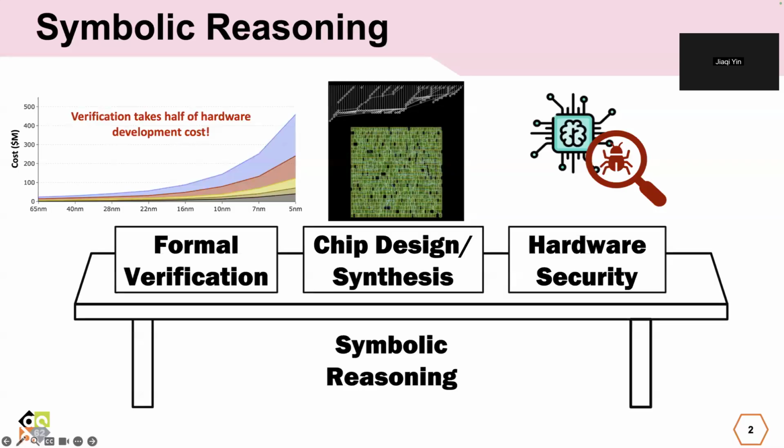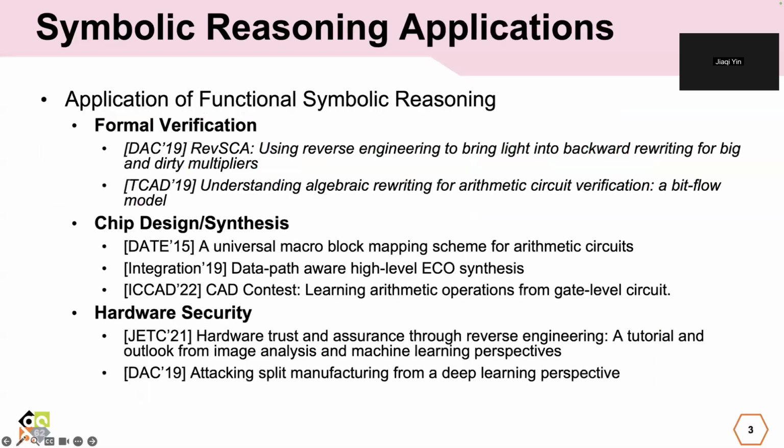Symbolic reasoning is a fundamental topic across the entire spectrum of system design, from chip design and synthesis to formal verification and hardware security. Functional symbolic reasoning has profound applications across various domains. In formal verification, it is essential for tasks like the identification of complex multipliers, as seen in tools like RevSCA. In logic and data path synthesis, it enables advanced optimization and efficient mapping of Boolean circuits. Furthermore, in hardware security, symbolic reasoning is fundamental for Trojan detection.